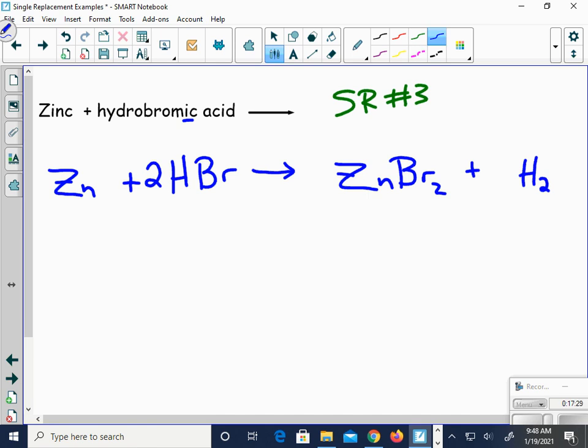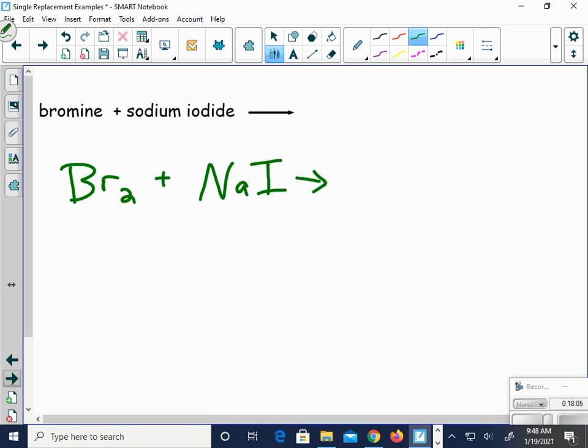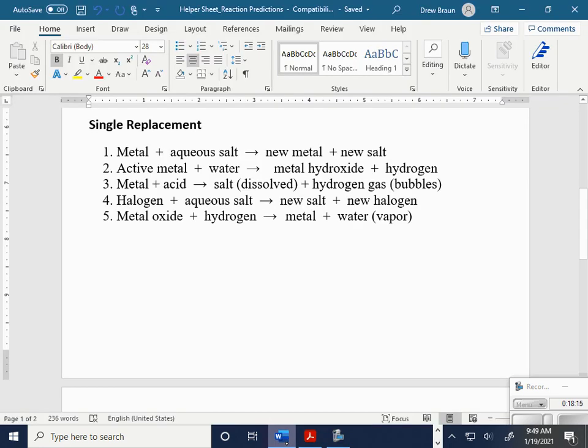Now this final one, people, is the toughest of the single replacements. Why is it the toughest? Because we have to recognize. Bromine, Br, is definitely a super 7. Sodium iodide: sodium's a 1+, iodine's a 1-. So, bromine plus sodium iodide. This, ladies and gentlemen, is one you have to just recognize.